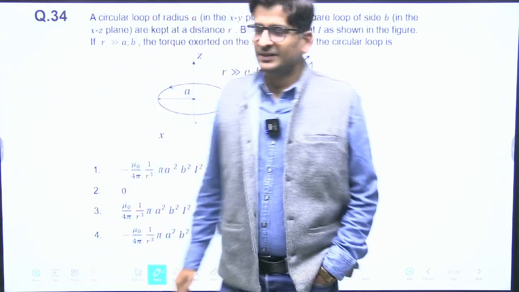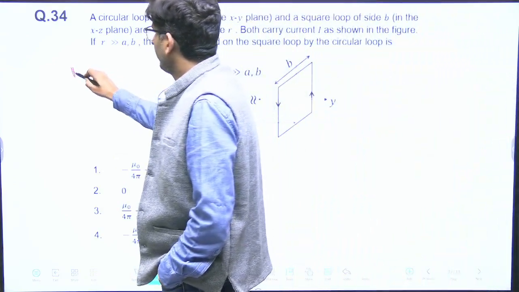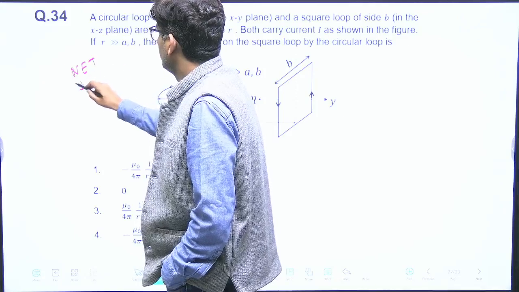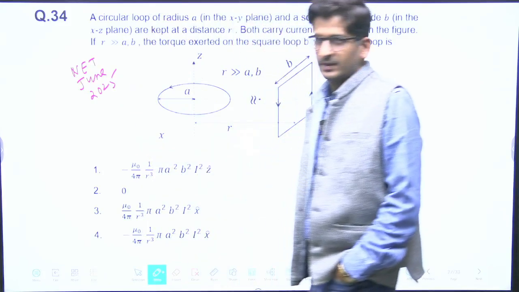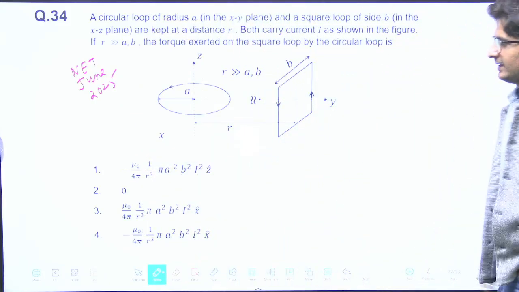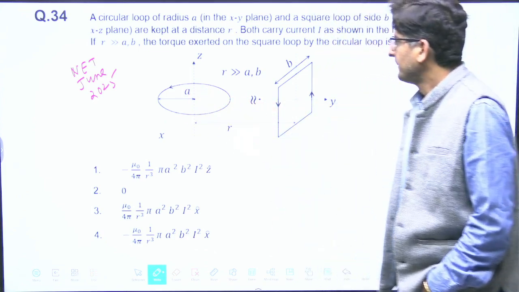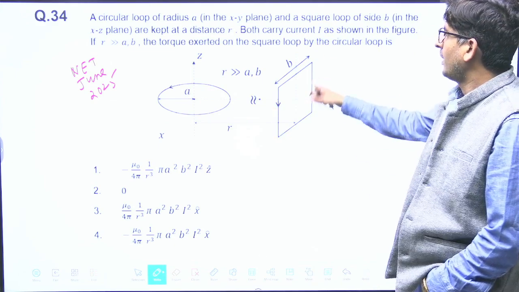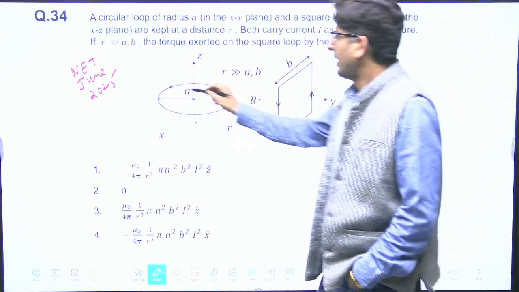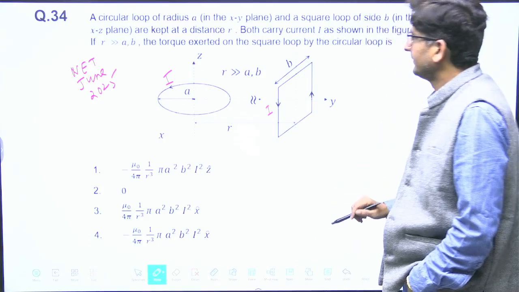Hello students, so this is a question from CSIR NET June 2025. So read the question carefully. There is a circular loop of radius a, and this circular loop and this square loop both are carrying current I. So current I is flowing like this.